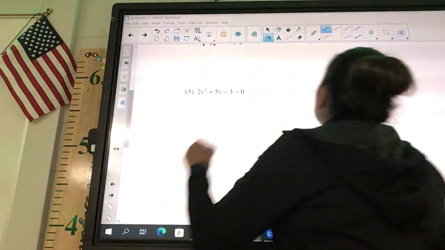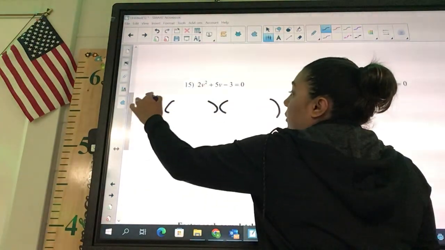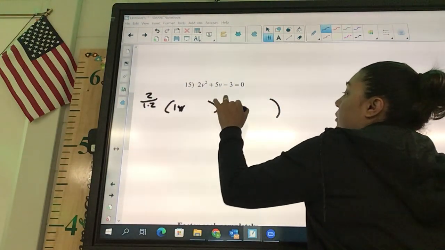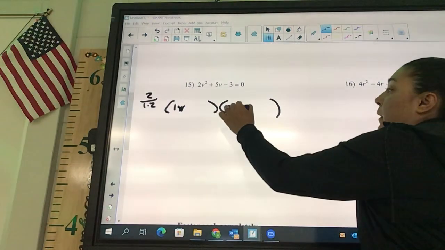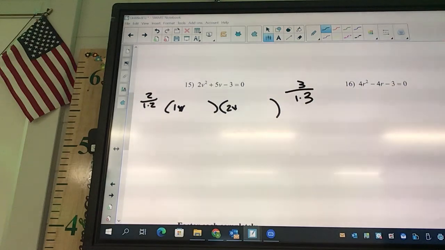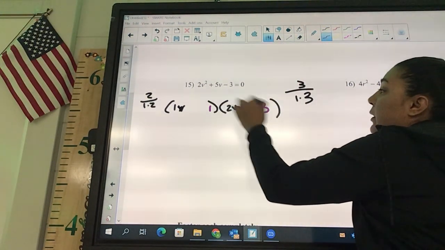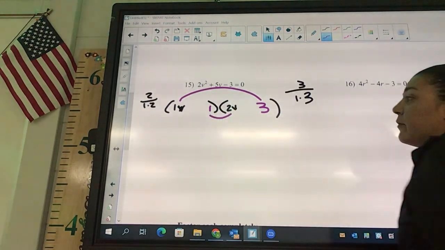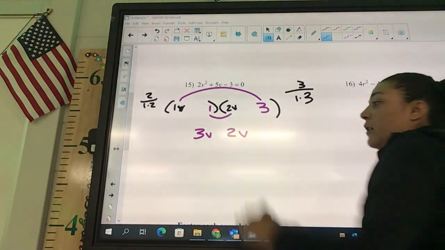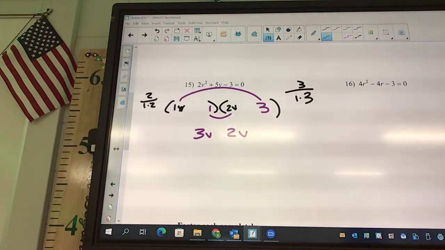Okay, 15. Draw your 2 parentheses, and we find what number? 2, which is 1 and 2. So you say 1x, or 1v, and 2v. Okay, and then we got 1 and 3. Okay, so we can fill those in and try them. So you 1 and 3. What are you going to get for the outer? 3v. Inner? 2v. Could that give me a what? 5. Okay, and it can. We need a plus plus.